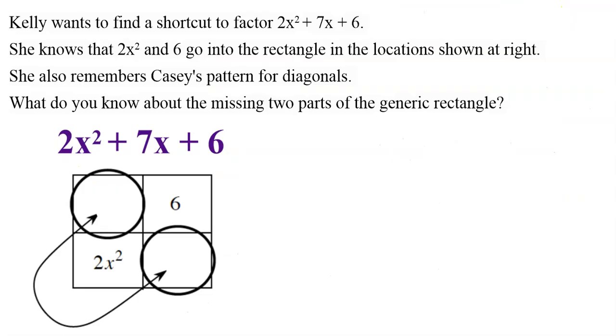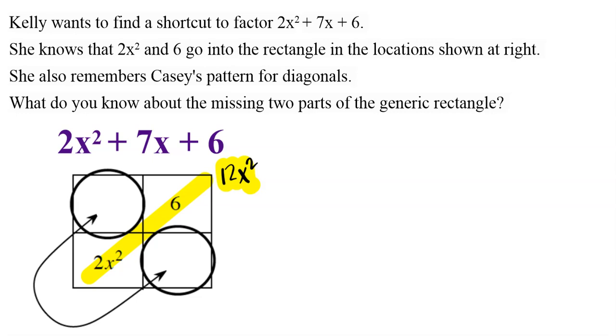Okay, so let's look at it again. Kelly wants to find a shortcut to factor 2x squared plus 7x plus 6, and she knows that 2x and 6 go into the rectangle shown. So those are right there, and that's just going to be our 12x squared. What can multiply to 12x squared that's going to add up to 7x? That's really all we have to look at.